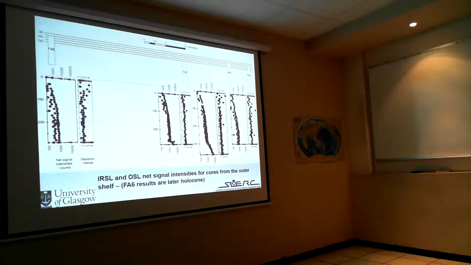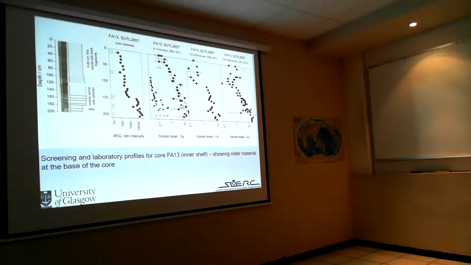And from the outer shelf, we find very smooth, reproducible profiles, not very high intensities. Only in a few cases, about 3 meters under the present seafloor, do we start seeing a climb towards higher signal levels. And when we go to the inner shelf, on the other hand, we have cores, we have 2 of them so far, where we come in and then we have an abrupt discontinuity with a much larger signal at the bottom.